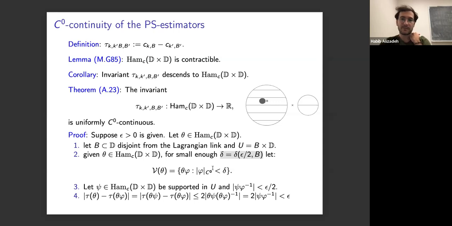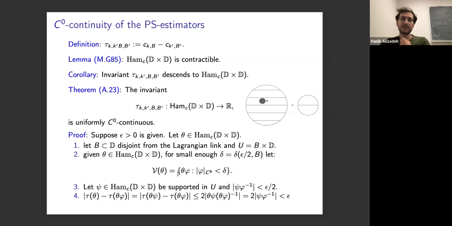I want to go back to the theorem. I wish I had it here, but let me not go back, just describe it here. If you remember, it was saying that for any epsilon there exists a delta such that if you're C0 close to identity, then you can approximate this Hamiltonian by another Hamiltonian that is supported in this U that we just defined, and it has Hofer distance smaller than epsilon from your Hamiltonian.